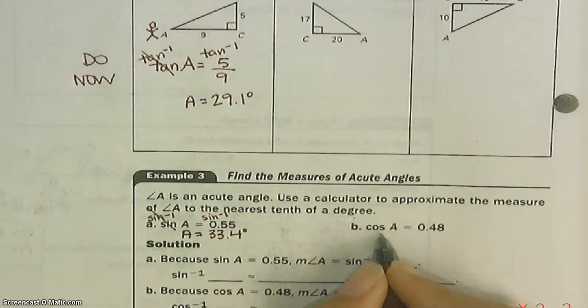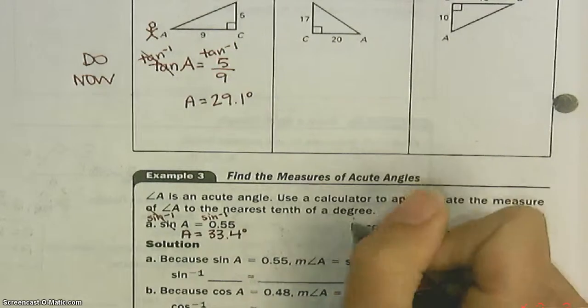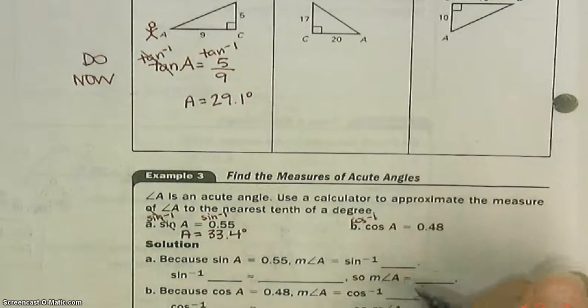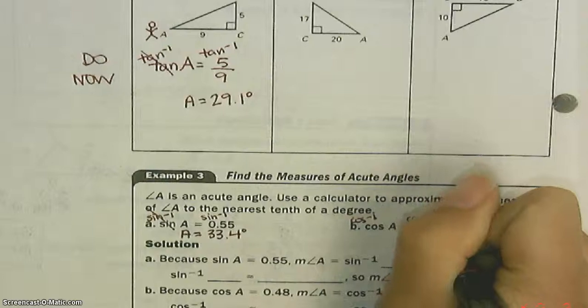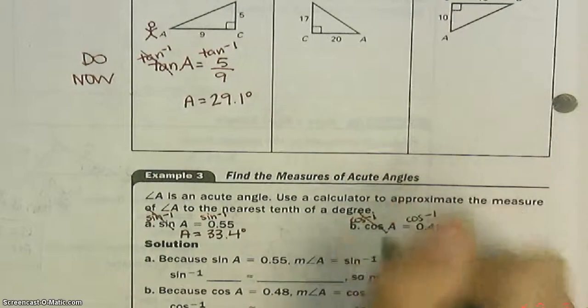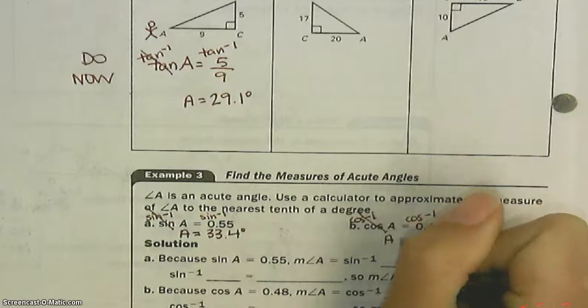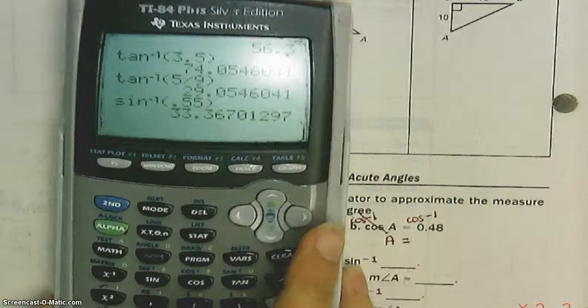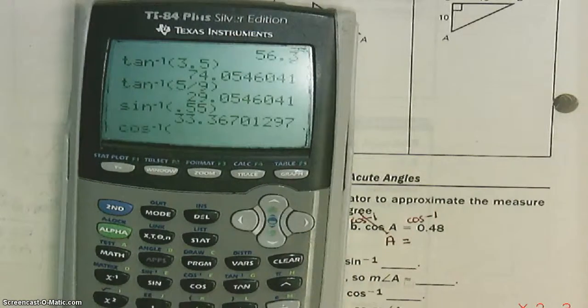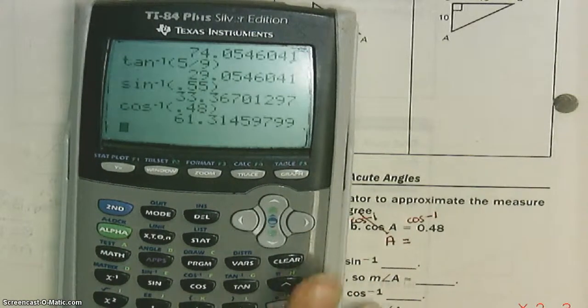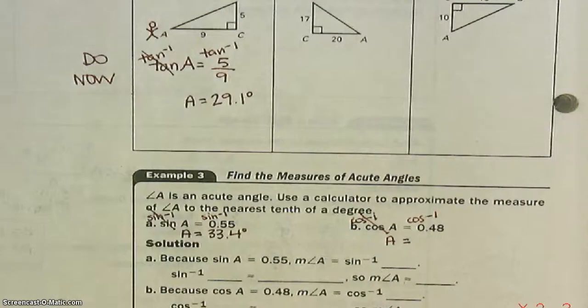In example B, we have to get rid of cosine, so we use cosine inverse. Since I want to get A out by itself, these cancel. A is equal to the inverse cosine of 0.48, 61.3 degrees.